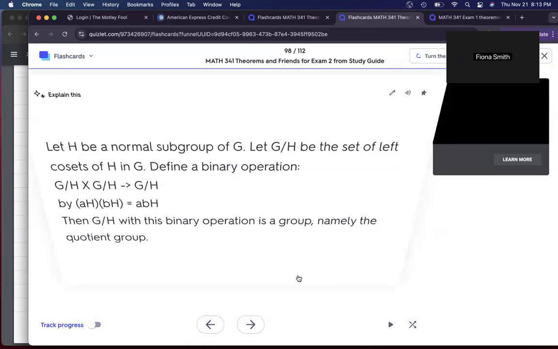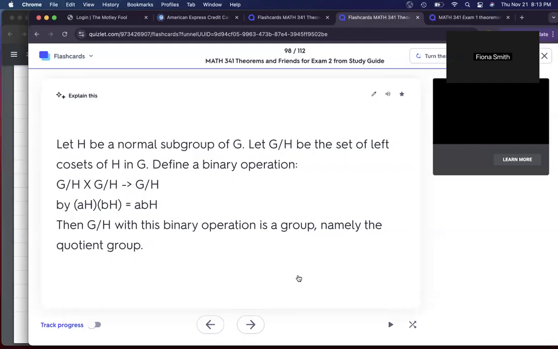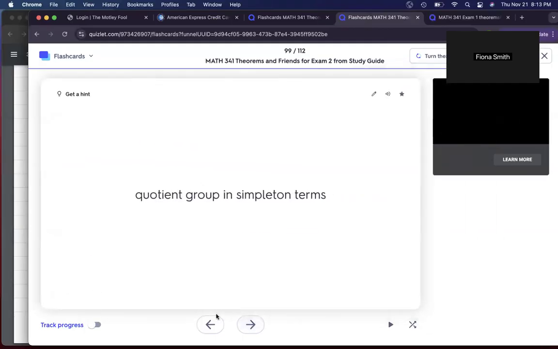That's the definition Quizlet gave me actually, so I thought it was solid, but it's still confusing enough that I ended up defining it like 4 other times. So let's look at the next one. The quotient group, what is it?